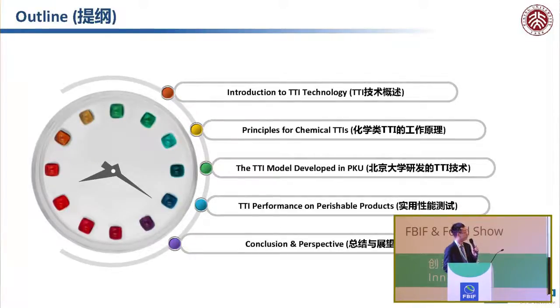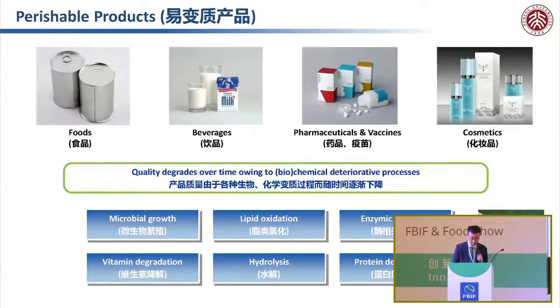So in this presentation, I will start with a brief and general introduction on the TTI technology, and go on to discuss the principles for a chemical TTI, how to design a chemical TTI, and I will then demonstrate the TTI model we developed at Peking University and show its performance on monitoring the quality decline process of some typical perishable products.